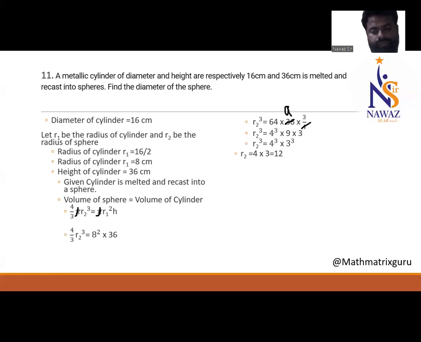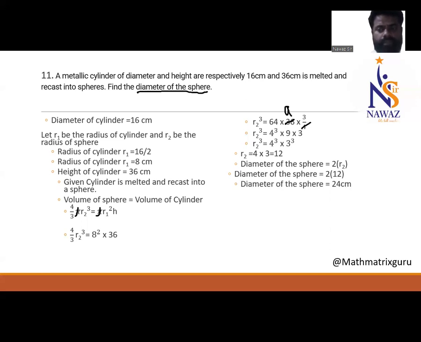3, that is 12. But what he has asked is to find the diameter of the sphere. Diameter will be double of the radius, so diameter of the sphere is equal to 2 times r2. The value of r2 is 12, so diameter of the sphere is 24. So please make a note of this.